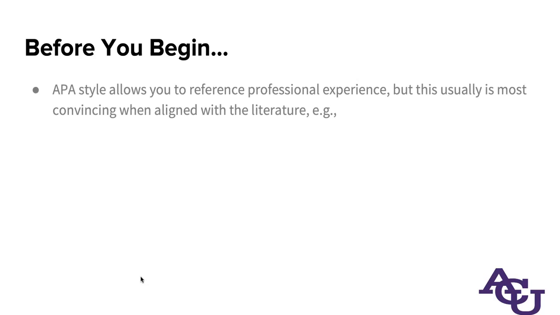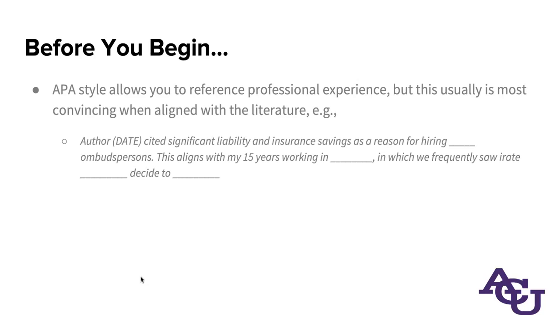Now, it's helpful to keep that balance in mind, that when you are writing about it, you can make reference to the literature. For example, author date. Let's say Smith 2019 cited significant liability insurance savings as a reason for hiring ombudspersons. This aligns with my 15 years working in this field, in which we frequently saw customers decide to cause trouble and harass our staff, for example. So the first part is saying, okay, here's what the literature said to do, and then here's how that is reinforced by the personal and professional experience that we're citing.